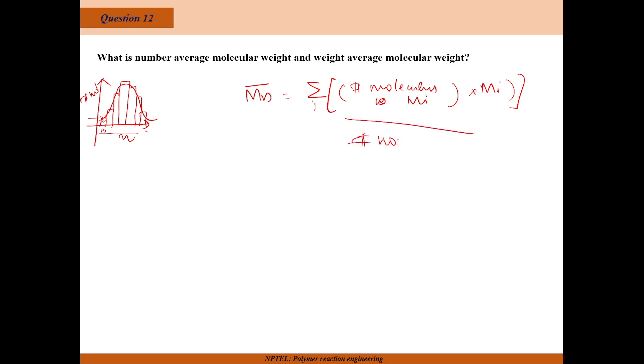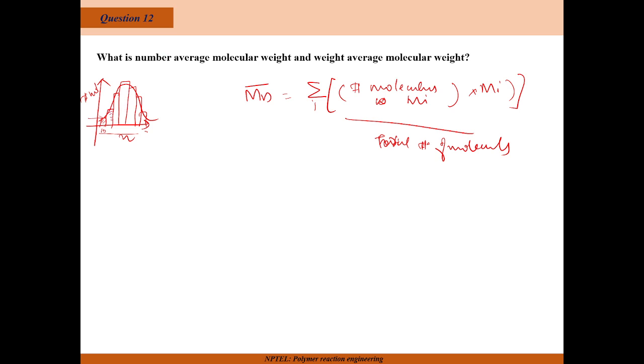Number, this is the total number of molecules. See here the denominator is basically we are talking in terms of number. So we have a weight distribution per number. So how many molecules can be put into one bin? We are having different bins in this one. So basically we talk in terms of number.